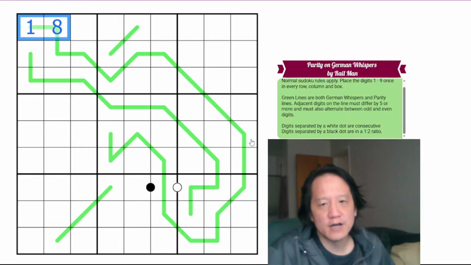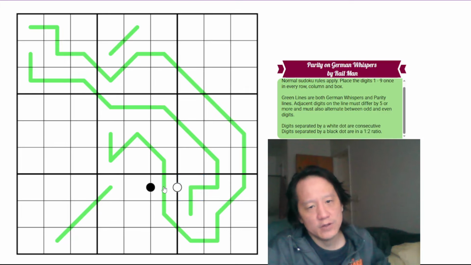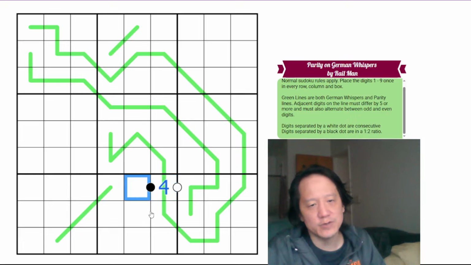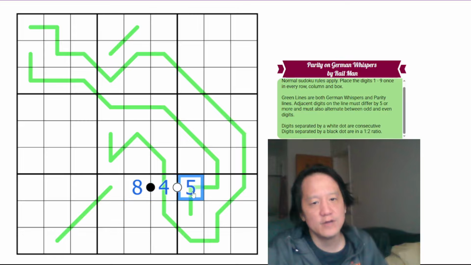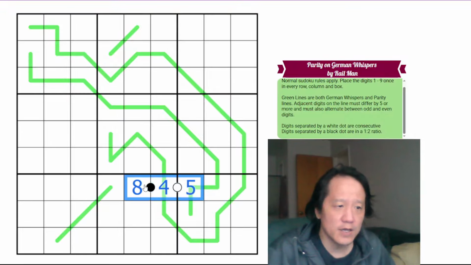We also have digits separated by a white dot are consecutive, and digits separated by a black dot are in a 1:2 ratio. So, for example, if this were a 4, this would have to be a 2 or an 8 to maintain the 1:2 ratio, and this would have to be 3 or 5 to make sure that these digits are consecutive. And those are all the rules.